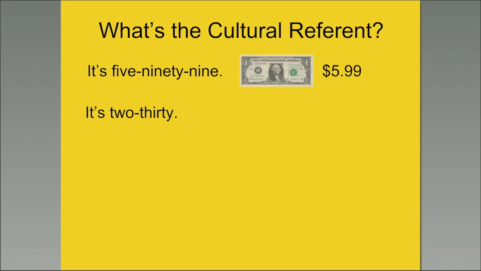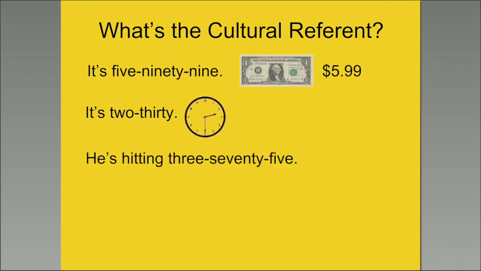Super. So everyone's like, yeah, it's time. But why do we know that 2:30 is time and 5.99 is money? Why couldn't 2:30 be money? These are cultural assumptions. Try another one. Type in the box. What is this referring to? He's hitting 375. Awesome. You guys all know baseball.